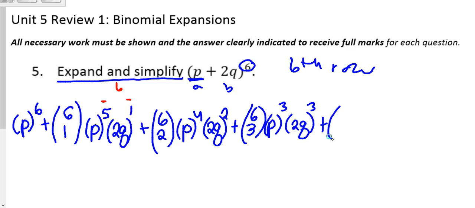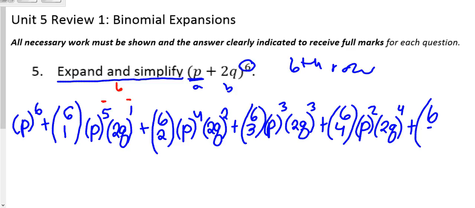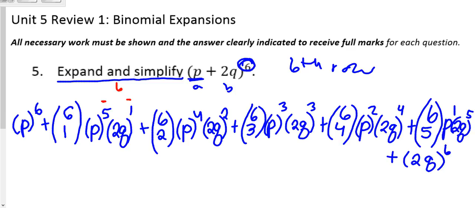plus, where were we? 6 choose 4 times P squared times 2q, counting up, we have 3, then 4, plus 6 choose 5, P to the 1st, and then we gotta fit this in here, 2q to the 5th. And our next term will be our last because we'll be up to 6 on 2q again. So I'm just going to add it at the end here. We'll have plus 2q to the 6.